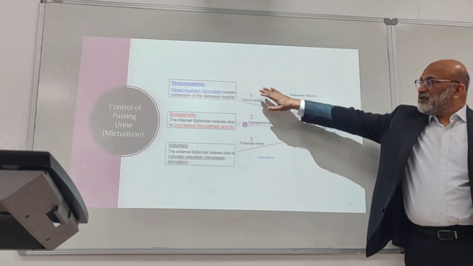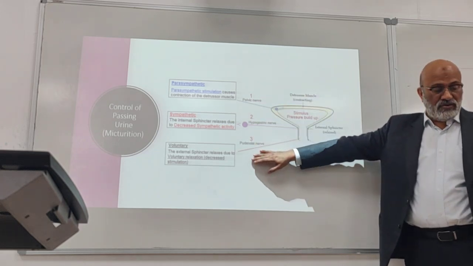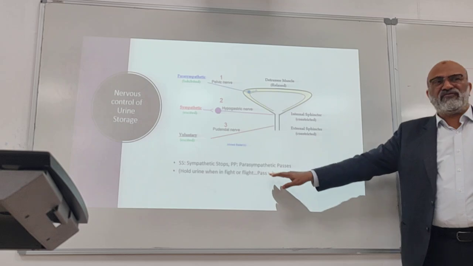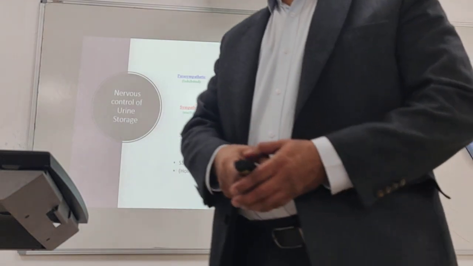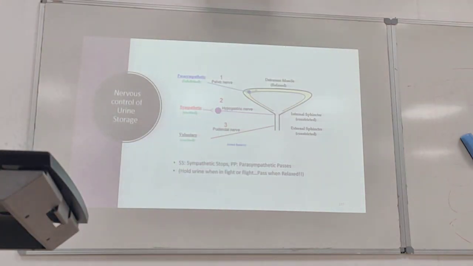So this is an MCQ. But this is a formula. You can make a CQ as well from here. The formula is there. Sympathetic stops or stores. SS. Sympathetic stimulation prevents the urine from passing. So who stores? Sympathetic. And parasympathetic is with P. So PP passes. Parasympathetic passes urine. Okay?